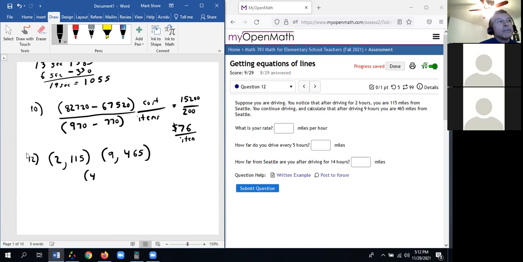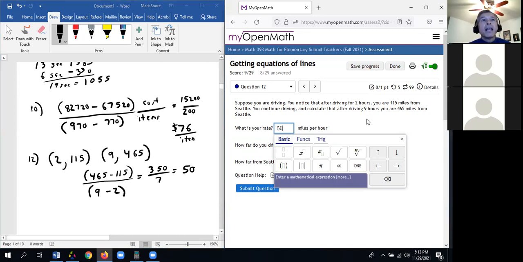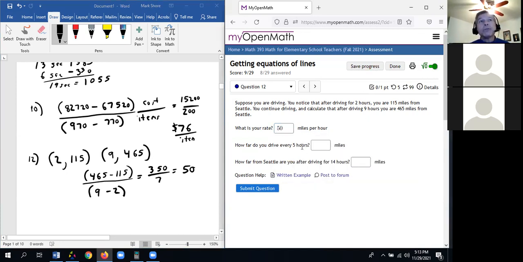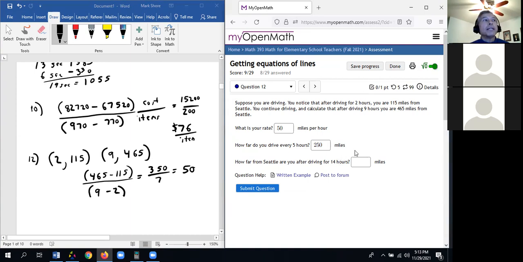Then you can work out your rate. So again, it's 465 minus the 115 over, now subtract off your X values, your time, and the same amount, 9 hours minus 2 hours. So on the top, doing that subtraction, I get 350. And on the bottom, I get 7. And that division gives me 50. So you're going at 50 miles per hour right there. And then how about every 5 hours? We've done several of these. So 5 times 50 is 250 miles.